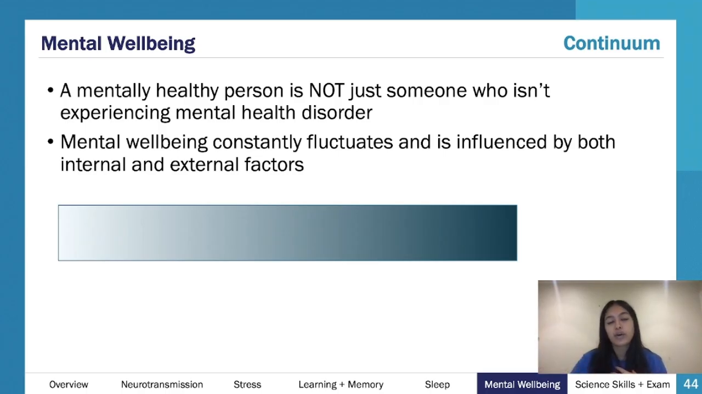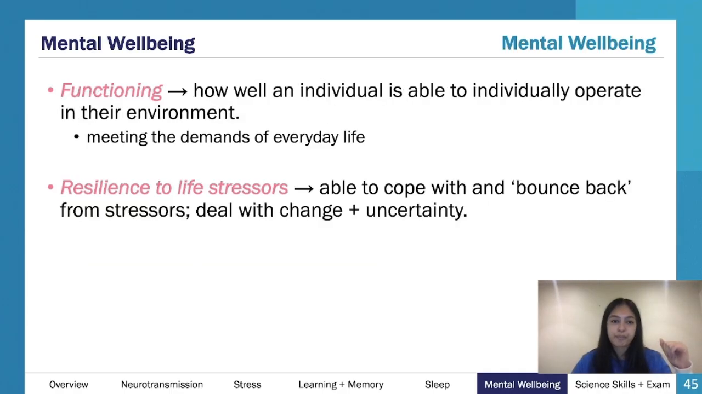Your internal and your external factors. So the stuff that I've just mentioned, relationships, school, work, your external factors, your beliefs, your attitudes, your internal factors. You can see how that will determine where you're sitting on this continuum and at what level your mental well-being is sitting. So we think about it in terms of your functioning and your resilience to life stresses.